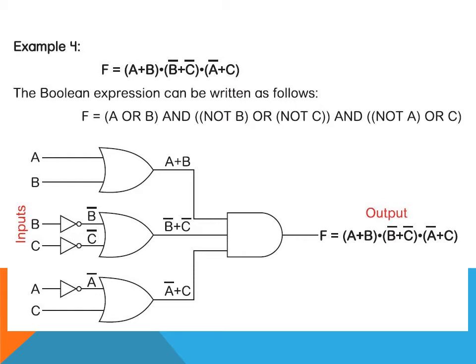So look at the diagram. The circuit diagram will be as follows. There will be three OR gates. In the first OR gate, the inputs will be A and B, so the output will be A plus B. In the second OR gate, the inputs B and C will be connected to two NOT gates and the respective outputs B bar and C bar will be fed into the second OR gate, and the output will be B bar plus C bar.